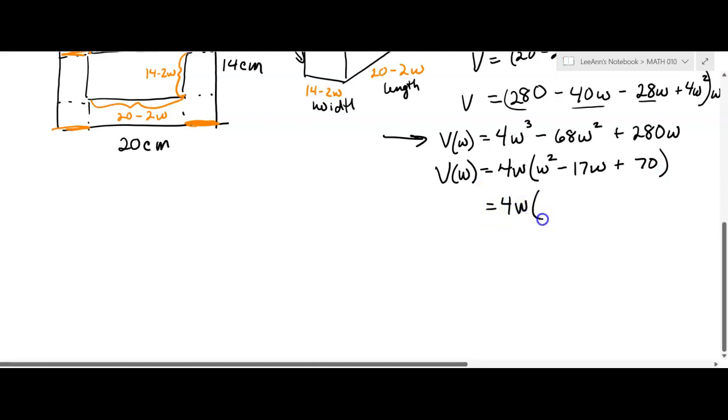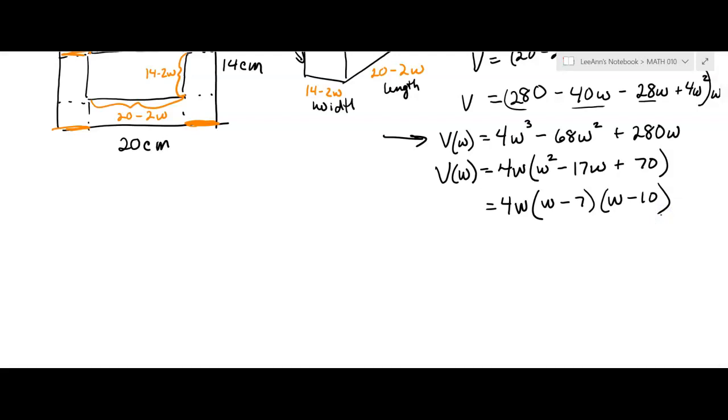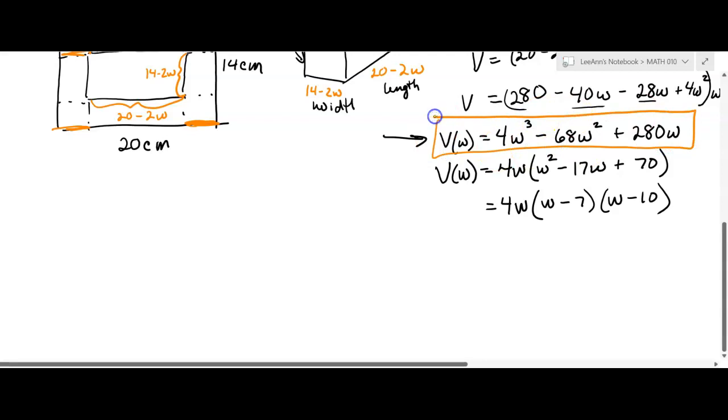Okay, now can I factor that trinomial in there? I think I can. So 7 and 10 are going to work. W minus 7 and W minus 10. So you could use some factoring techniques there. Now, why do I want the factored form? This is great up here because it tells us the leading term, tells us our end behavior, tells us how many turning points we have and stuff like that. This is great here because it tells us our intercepts, right?